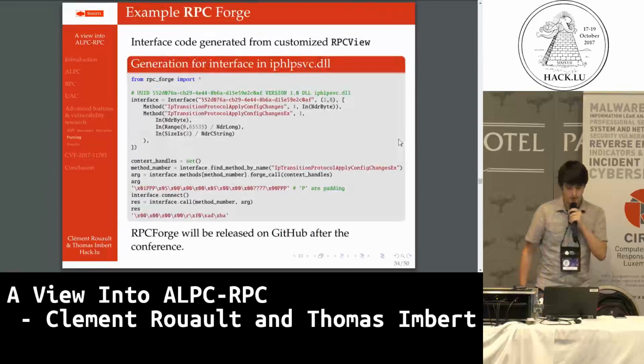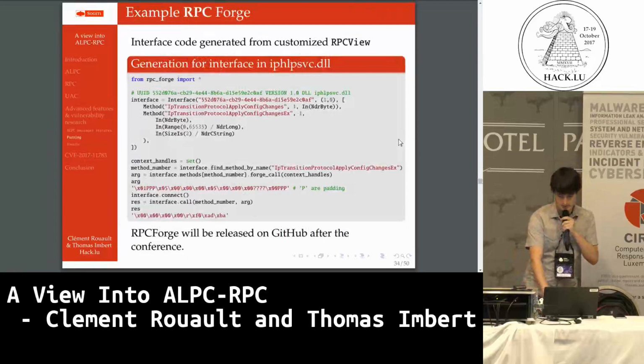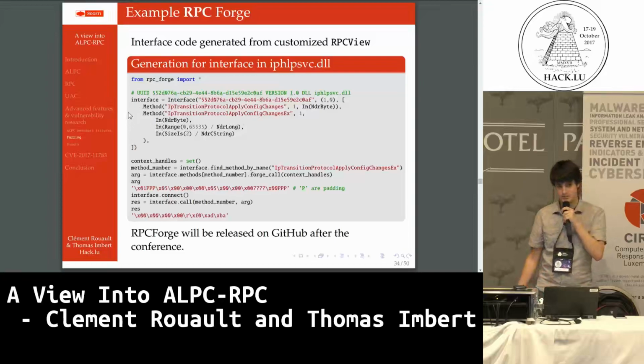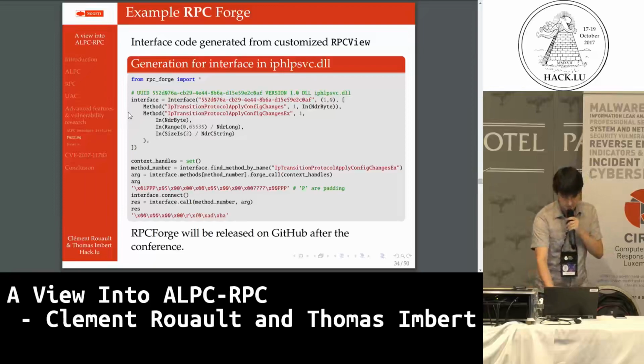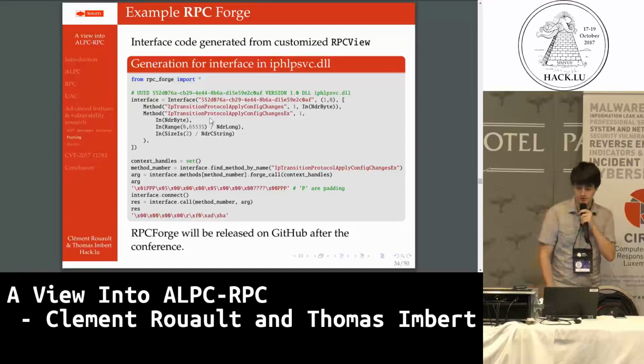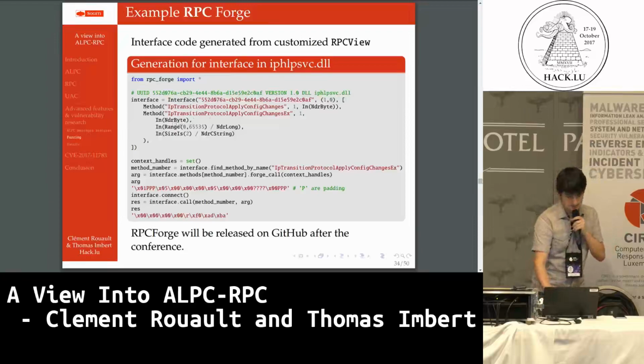So let's see an example of how the NDR stream is generated. The interface Python code is generated using RPC view, the tool Clement showed you before. It's a customized version. It's not generating Python code, but we built it to do that. If we want to fuzz the IP transition protocol apply conflict change X, which takes 3 parameters, a byte, then a long, then a string. The string size is referred to by parameter 2, so this long is the size of the string, and it's bound between this value.